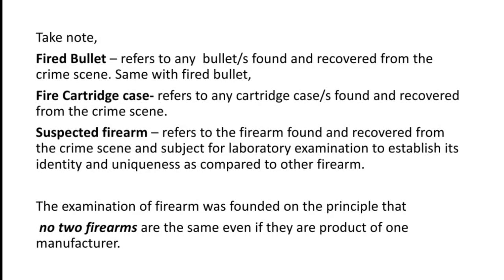Next, fired cartridge case. It refers to any cartridge case found and recovered from the crime scene. So that is the casing of the bullet. Suspected firearm refers to the firearm found and recovered from the crime scene and subject for laboratory examination to establish its identity and uniqueness as compared to other firearms. So if a firearm is recovered from a crime scene, it is brought to the crime laboratory and tested to find out who owns it, checking the serial number and whether it has been fired. All the details. A suspected firearm has not yet been identified as to who owns it.